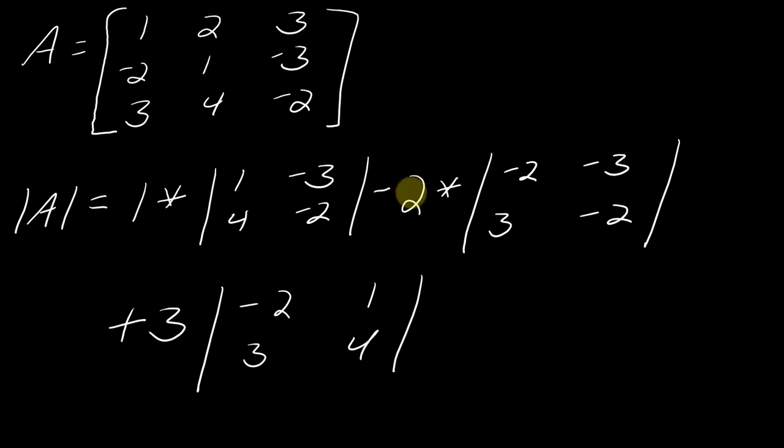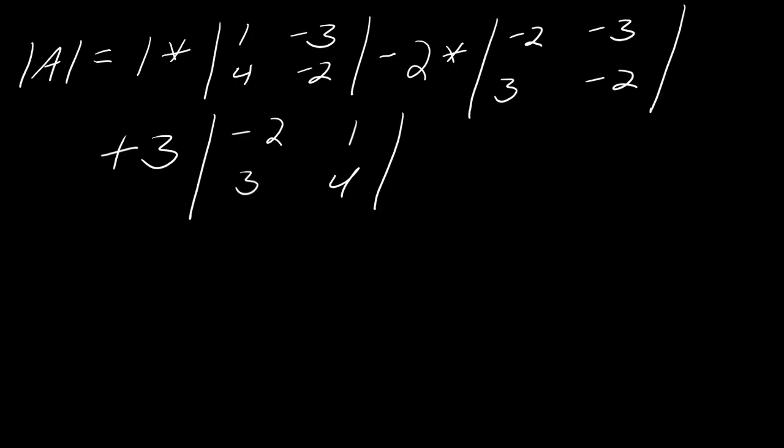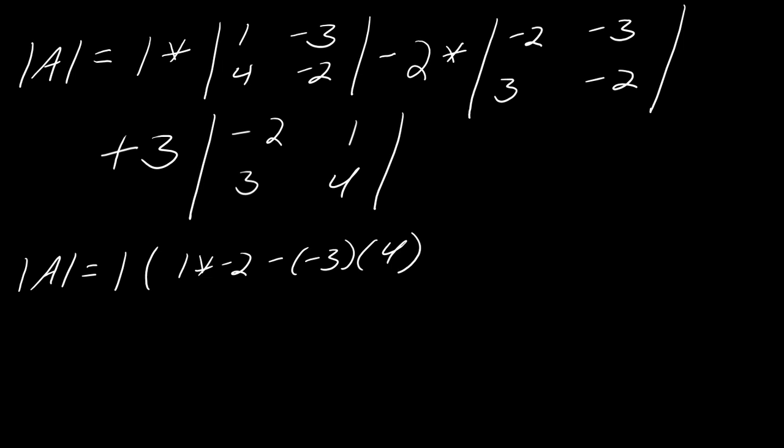Now let me make some space so we can finish this. All right, here are all the pieces of my calculation. To find the determinant of A, I'm going to have 1 times the determinant of this little submatrix here. So this will be 1 times -2 minus -3 times 4. That's the first calculation. Let's just set up all the calculations here.